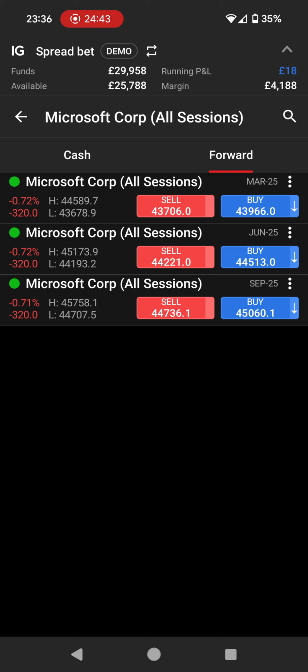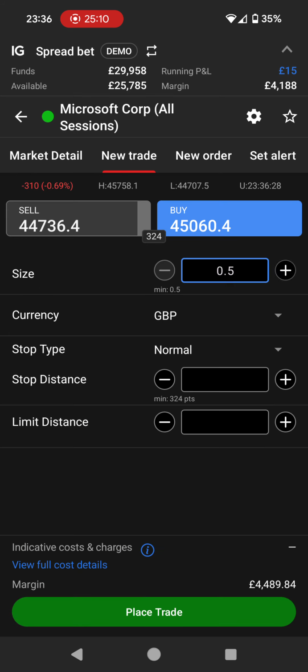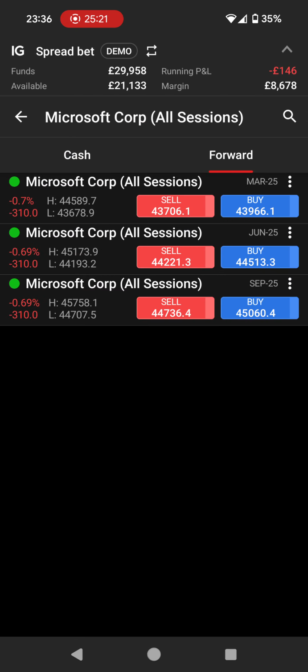So this is one of the reasons I like indices, is because you're only a couple of points away from profit. Whereas Microsoft, you're basically making an investment. If the market goes the wrong way, you're going to be deep in the red very, very quickly. If I open a trade on, say, this one, let's have a look at the smallest amount I can buy in Microsoft. So half a point, £4,400 to do the smallest trade in Microsoft. And look how deep in the red I've gone straight away.